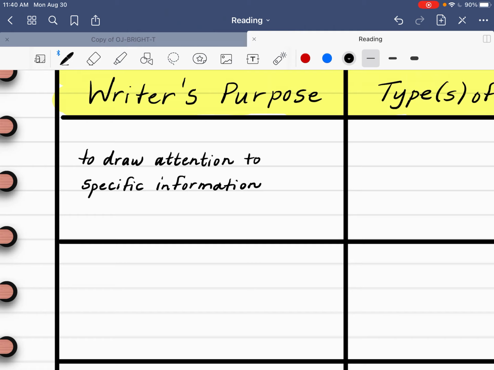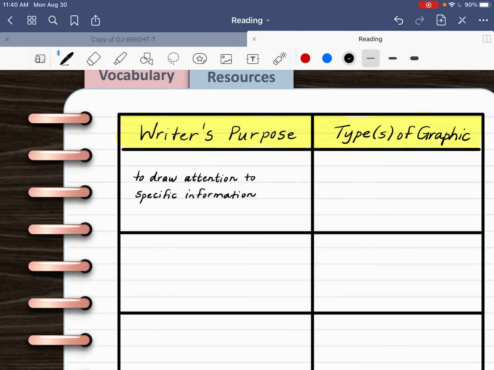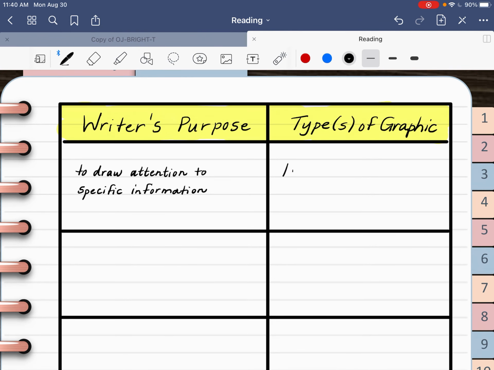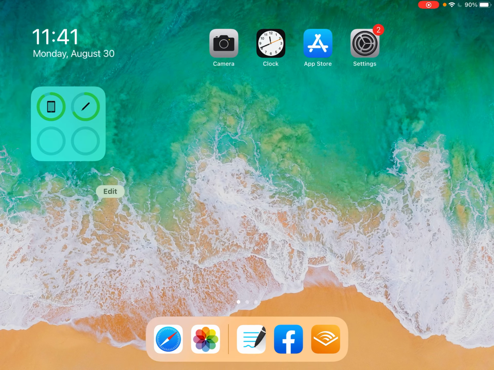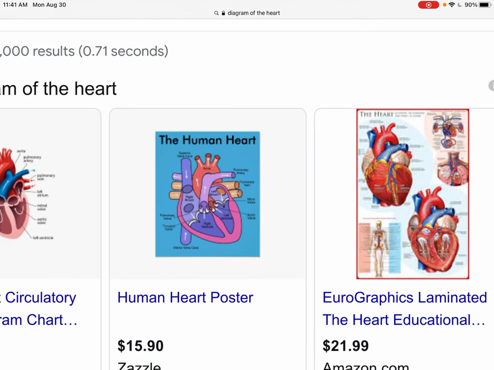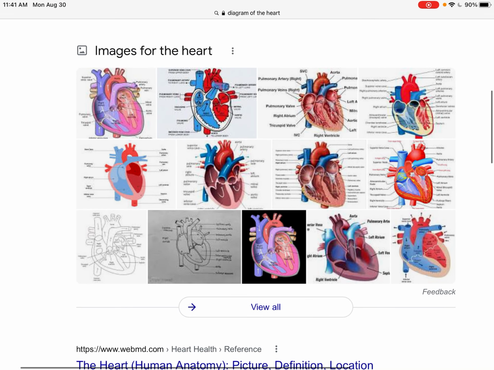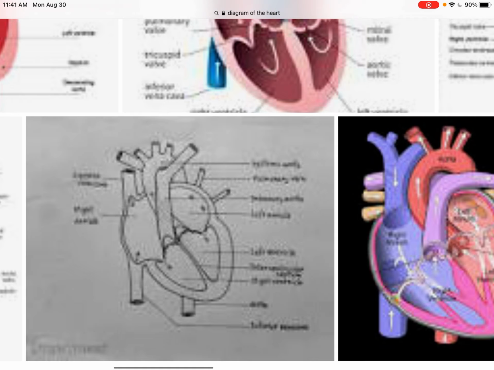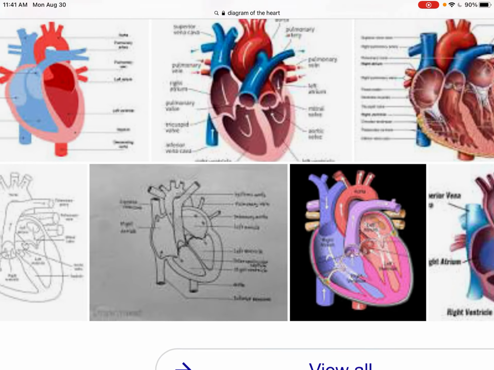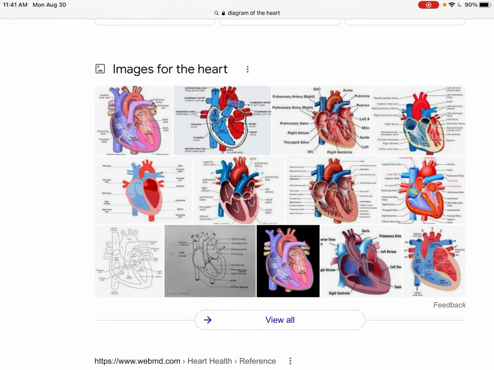To draw attention to specific information, the author may use a labeled diagram. And I will show you an example or two of a labeled diagram. Let me just jump to the internet. Here's the human heart already up there. These are diagrams where you have labels going to specific areas on the picture. This is a common diagram on a science test.